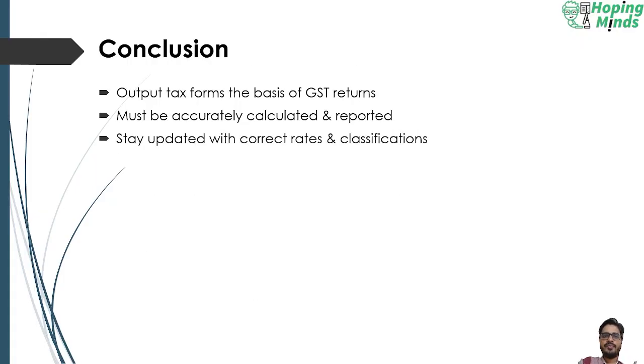So to conclude, the final outcome of GSTR 3B return is discharge of GST tax liability. Hence, output tax forms the basis of GSTR 3B return. GST must be accurately calculated and reported in the return so as to avoid departmental notices, penalties, interest, late fee, etc. And one must be updated with the correct rates and classification of goods and services so that there are no disputes related to GST charged in the invoices.